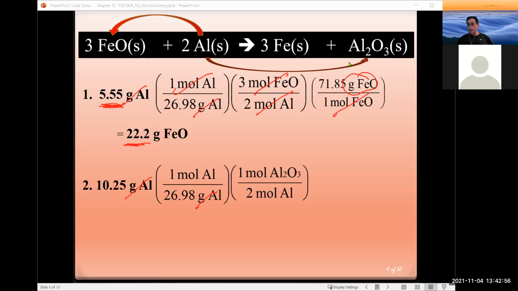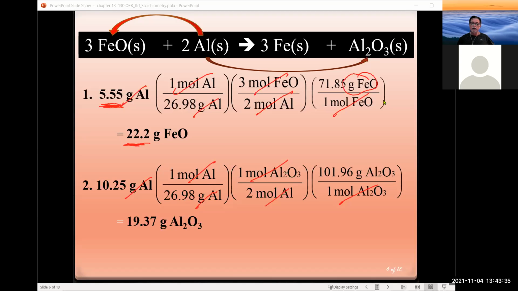You can see here, if it wasn't balanced, that 2 could be a 1, and right away your numbers are not correct. Okay. And then finally, as I progress, the last conversion factor will get me into grams of aluminum oxide. Okay, grams of aluminum oxide, and we need the molar mass of aluminum oxide, which means I add up 3 oxygens, 2 aluminums, that adds up to 101.96 grams. Okay.